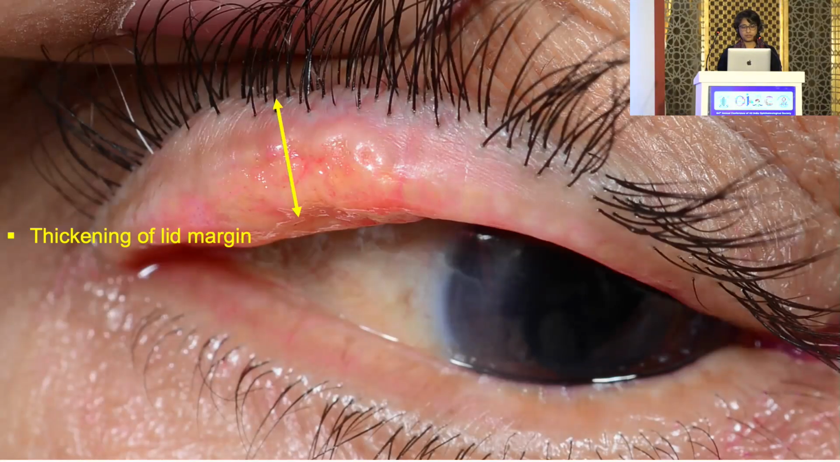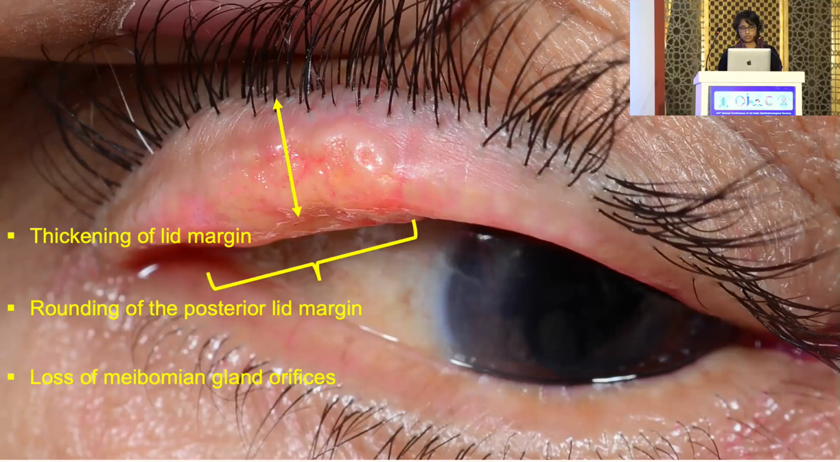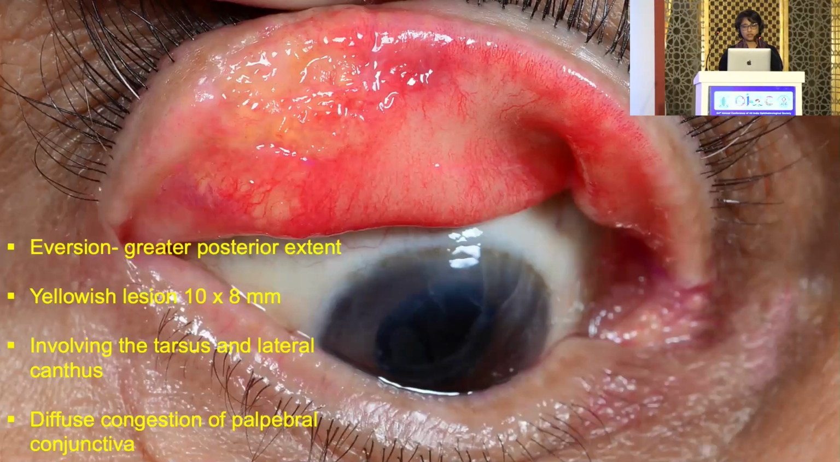Now what do we have here? We have thickened lid margin, rounding of the posterior lid margin, as well as loss of the meibomian gland orifices. The lashes are overall intact. When we evert the lid, we see that there is a lesion involving the tarsal surface, and also the lateral canthus with diffuse congestion of the palpebral conjunctiva, and this is definitely not chronic blepharitis.